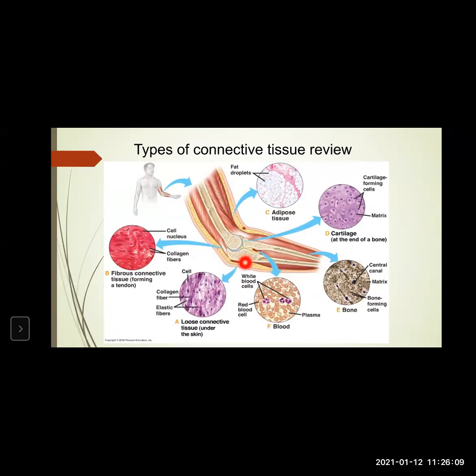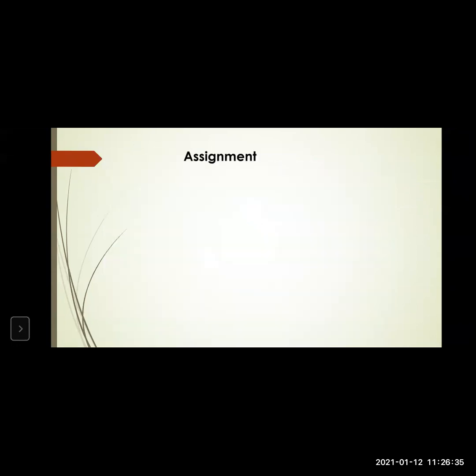The second fibrous connective tissue is ligaments. Ligaments are present at the joints of the bone. They are made up of elastin fiber and they connect bone to bone. The bone joints are connected to each other with the help of ligaments. So this is all about the connective tissues.